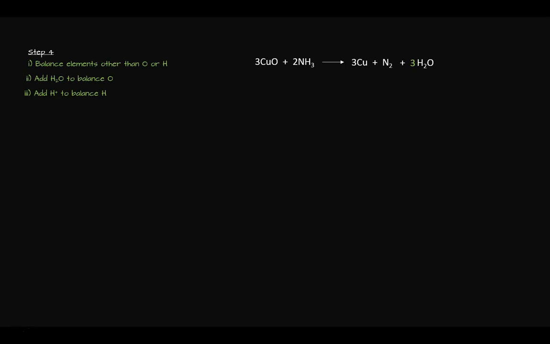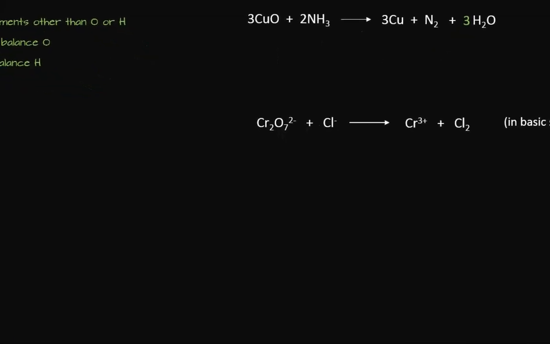We'll now look at one more example which shows how to deal with charged ions and with the instruction to balance in basic medium or solution. In this example, the dichromate ion reacts with chloride ion to produce chromium 3+ ion and chlorine. We're asked to balance it in a basic medium. The first thing to do is to determine the oxidation states of those elements undergoing a change as we did in the previous example. What is the oxidation state of chromium?